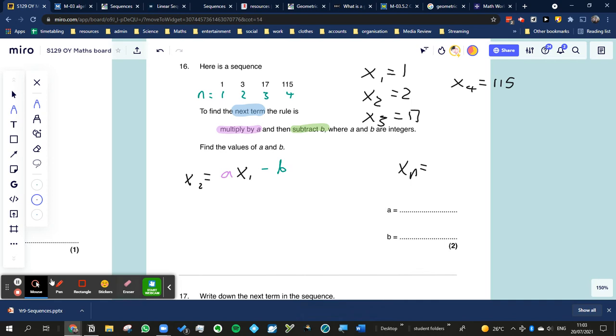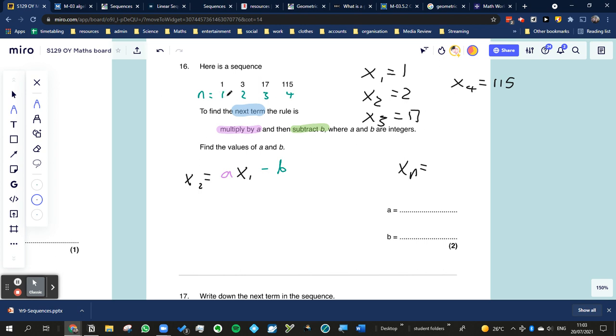Okay, so it's quite a difficult question actually. I thought this was going to be a much easier worksheet, but what it's saying is that to get the next term, we are multiplying by some mystery value a, and then subtracting another mystery value b to get the next term.